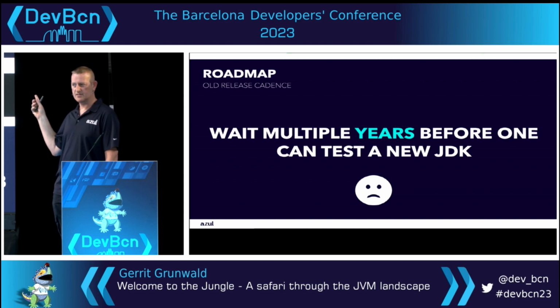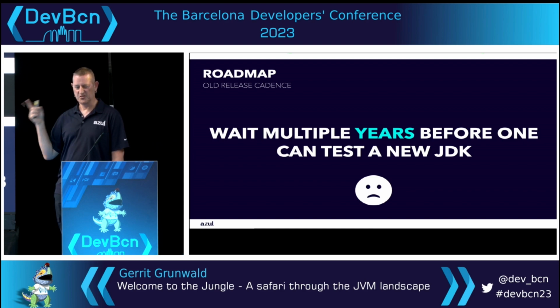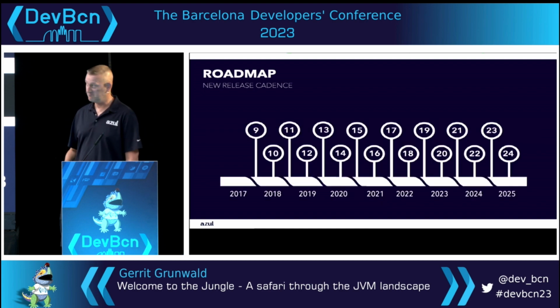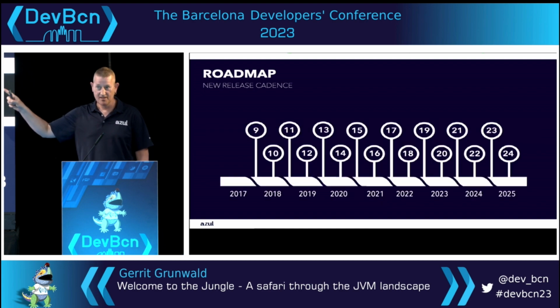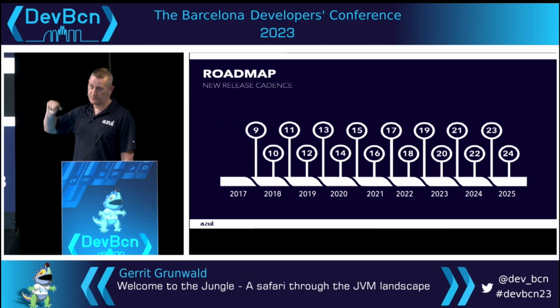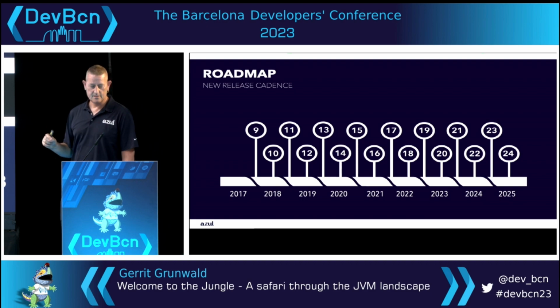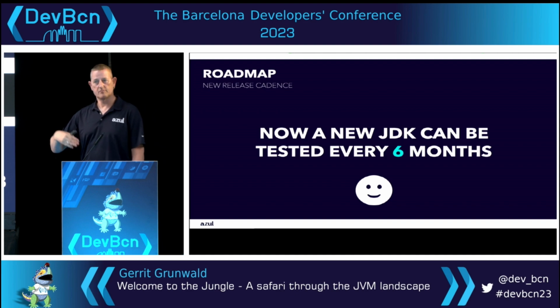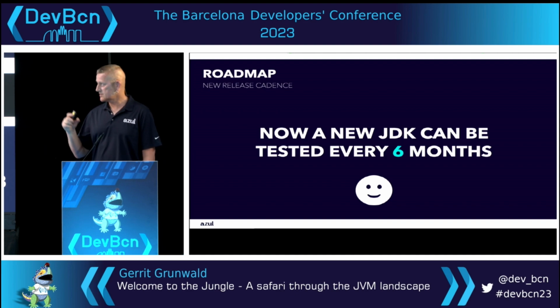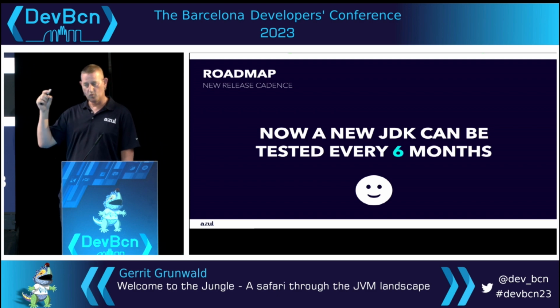Who remembers these days? Good. And things changed. This is the new release cadence. As you can see, now we have a new release every 6 months. And there are different release types, and I will come to that. But you see, now we only have to wait 6 months before we can test the new JDK, right? Which is a good thing, because the things you have to test are smaller.